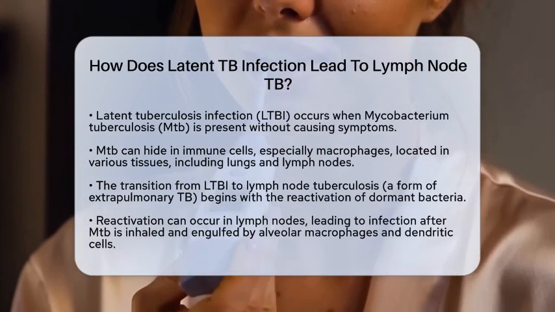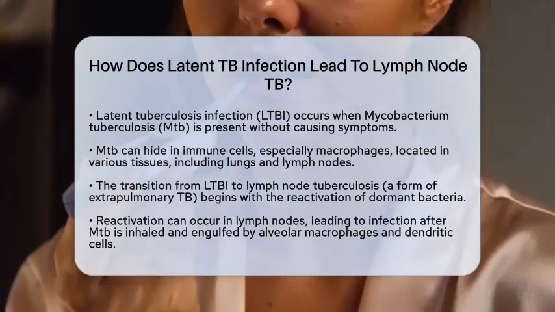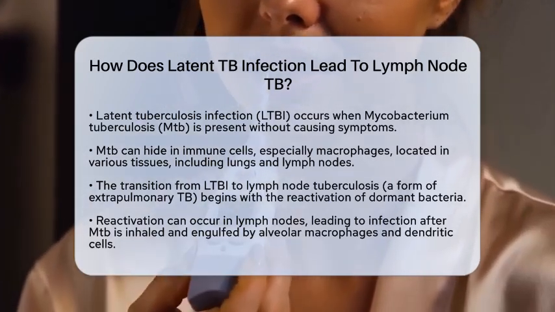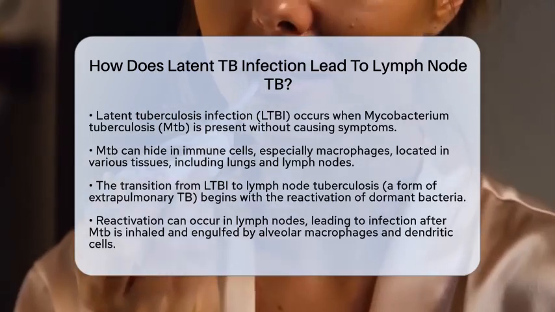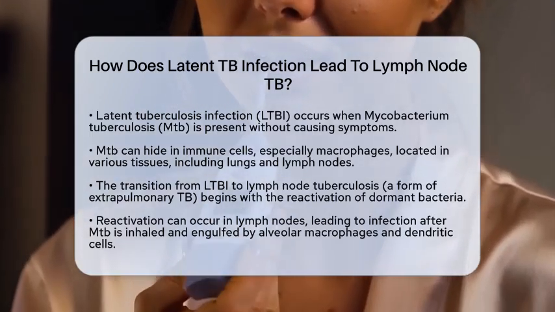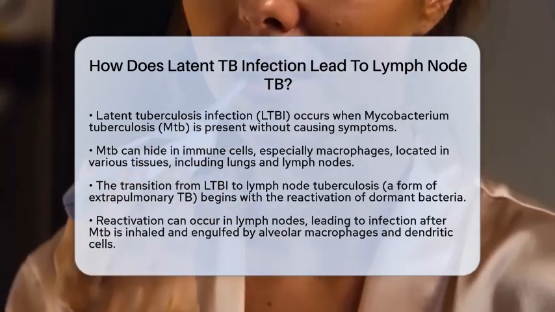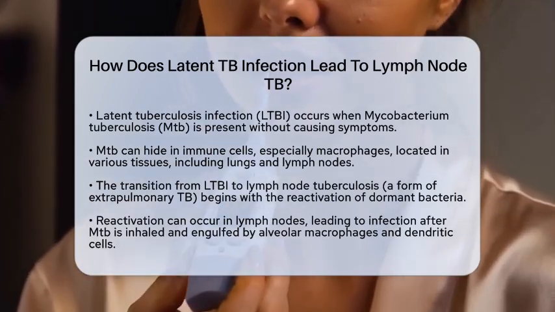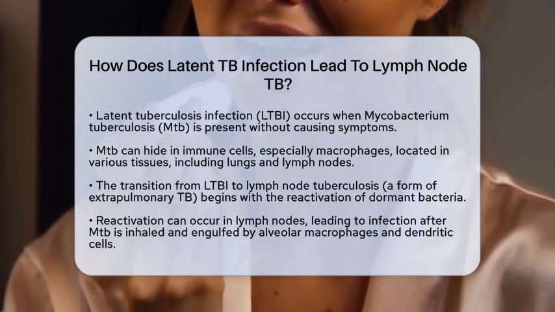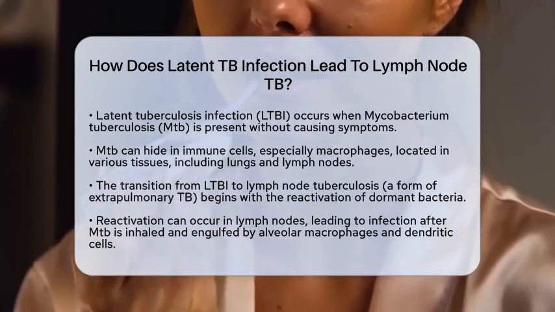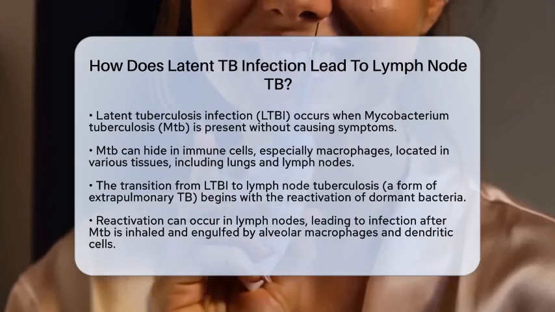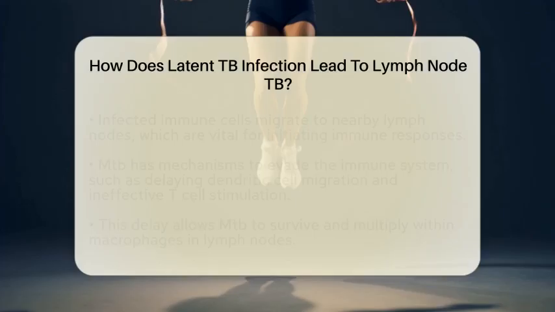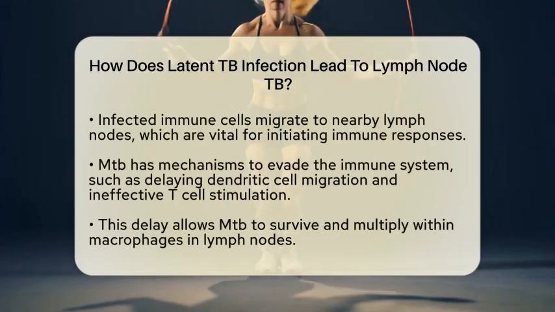During this stage, the bacteria can hide in immune cells, particularly in macrophages, which are a type of white blood cell. These immune cells can be found in various tissues, including the lungs and lymph nodes. The journey from latent TB to lymph node TB, which is a type of extrapulmonary tuberculosis, begins when these dormant bacteria reactivate. This reactivation can occur in the lymph nodes, leading to an infection.